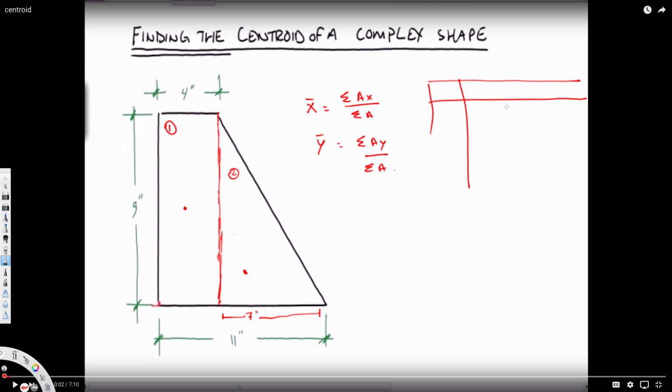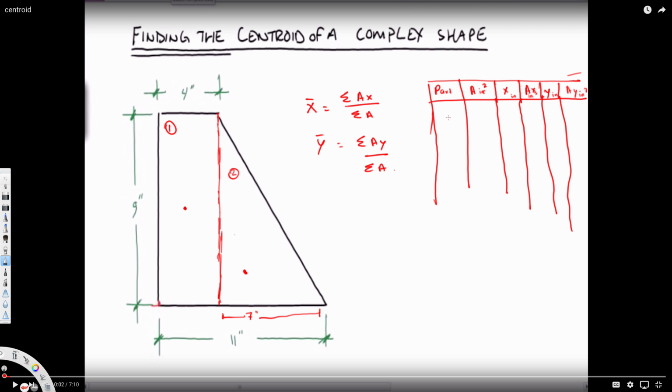First of all, I take the parts in this column. This is going to be part, and this is area, in inch square. Here I take x, and here y, and Ax and Ay. This is going to be inch, and this is going to be inch cube, because area multiplied by distance is inch cube. So we have to find total Ax, Ay, and total A. These are the three things we need to find. Let's see how we can find them.